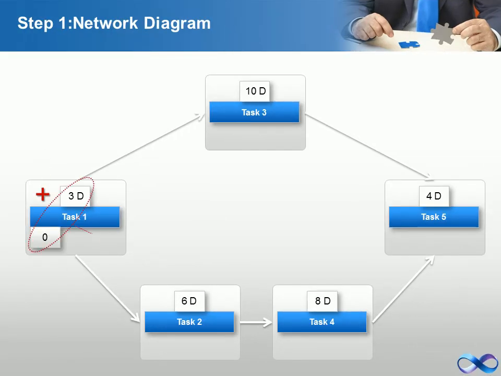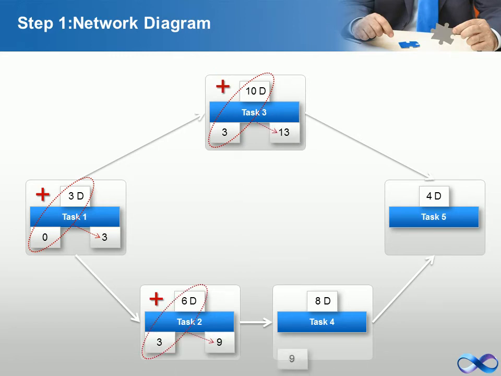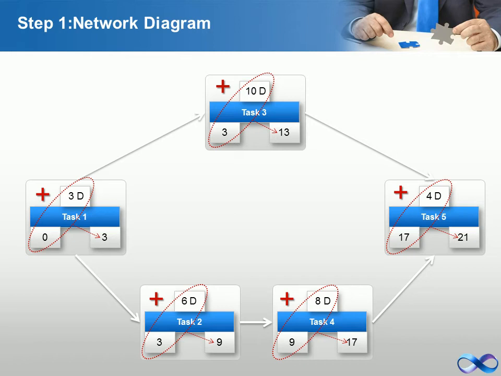Step 1. Draw a network diagram, forward pass, calculate the early start and early finish dates. Please note, Task 5 can begin only after Task 2 and Task 4 are completed. So, the ES for Task 5 is 17 days, because Task 4 can be completed only after 17 days.